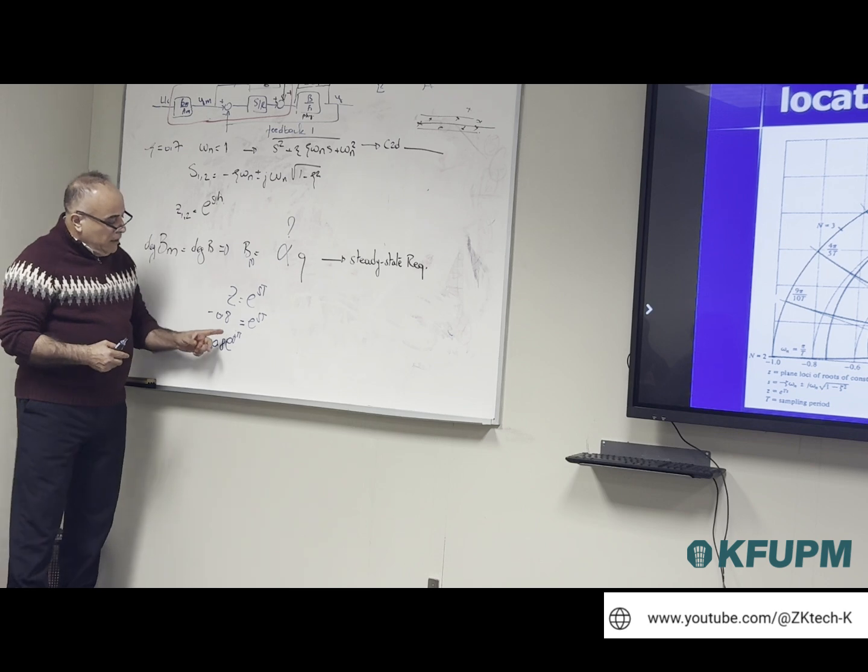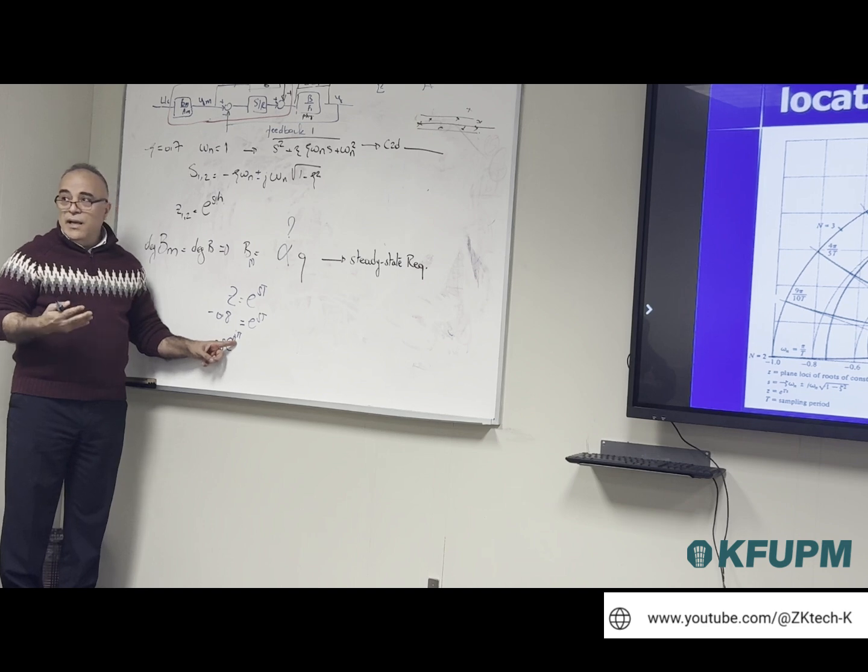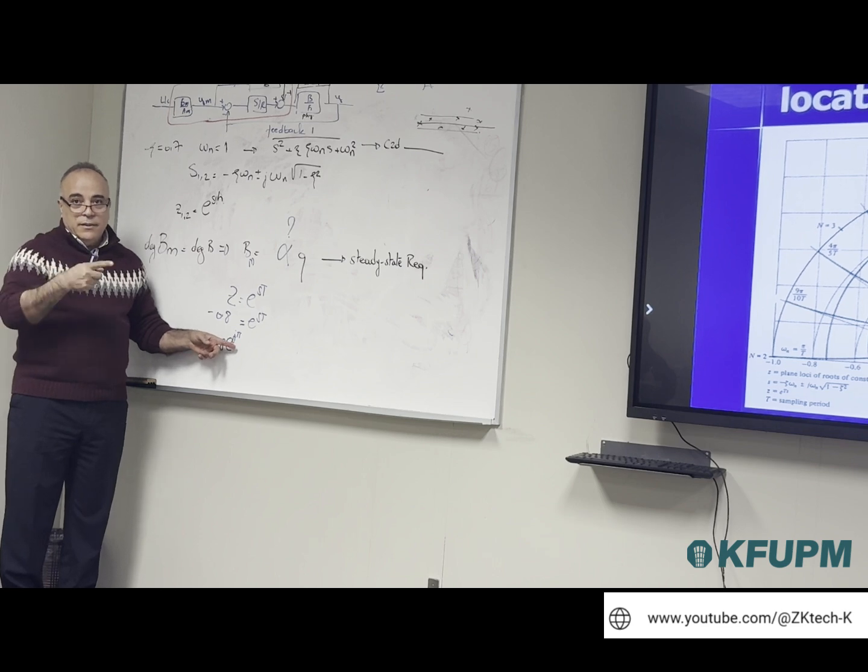So I have two possibilities. Either it is plus j times pi or minus j times pi, because the cosine of pi or the cosine of minus pi is always minus 1. It's the same point in the circle. Everybody is okay with this? Repeat again.